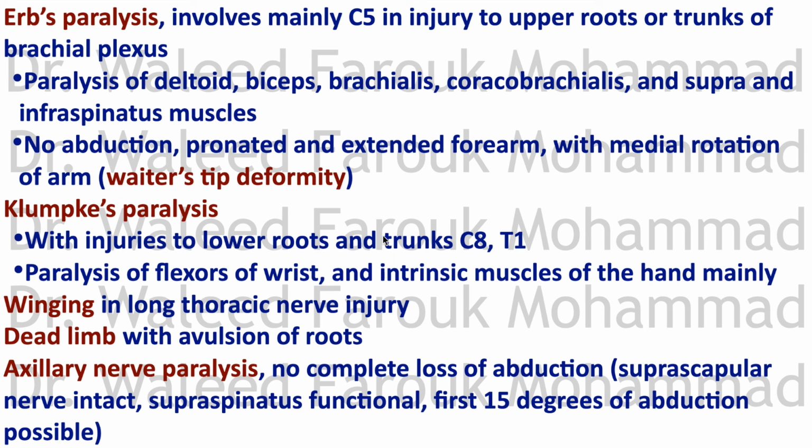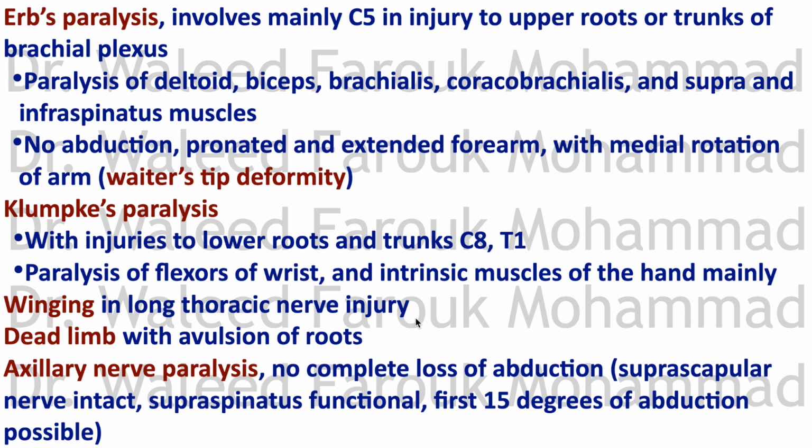Another deformity, which is winging of the scapula, in injury to the long thoracic nerve, especially in incision of the axilla very close to the medial wall. Remember, the incision of the axilla must be away from the medial wall to avoid injury to the long thoracic nerve and the thoracodorsal nerve as well.